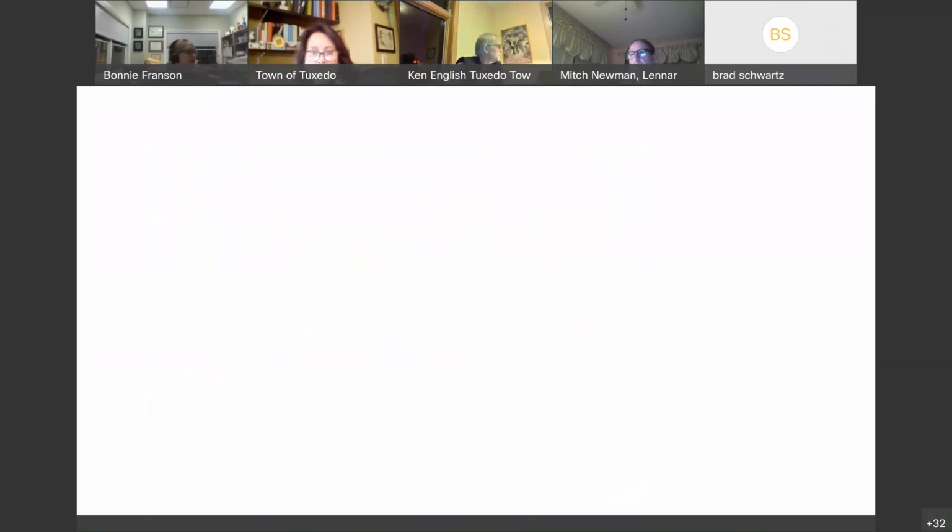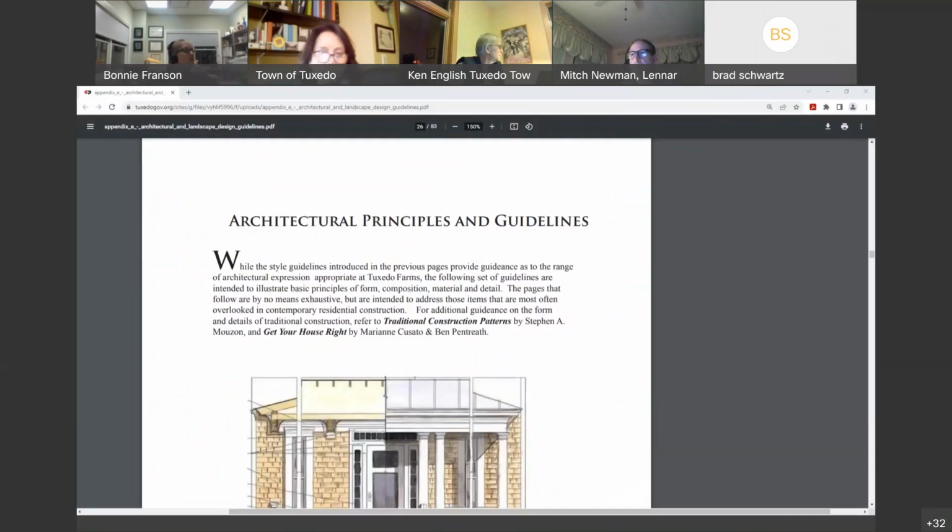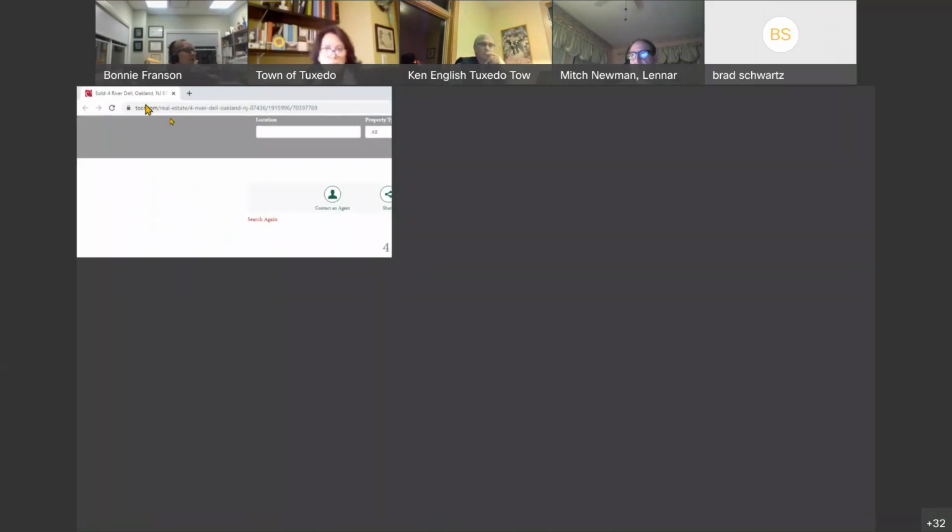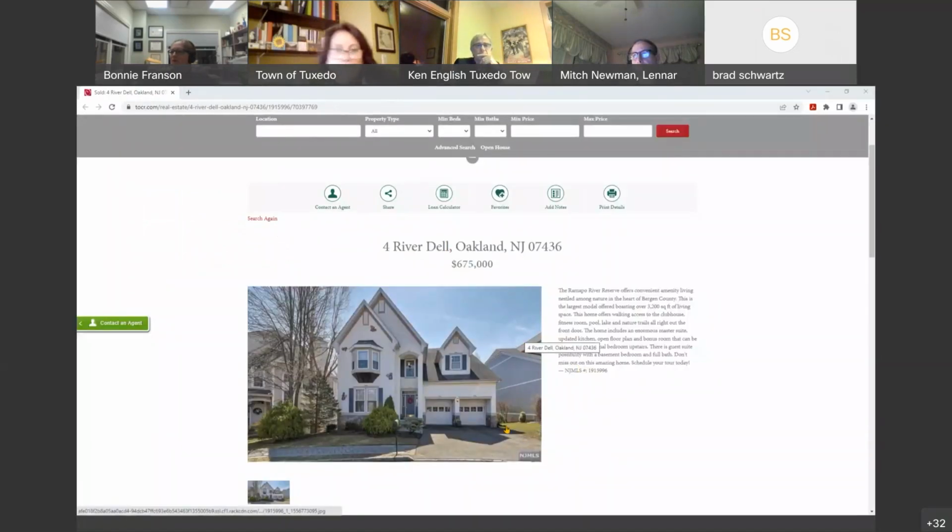All right, so this is the English country style. And if you go to Ramapo Reserve in Oakland, it popped up. Oh, there it is. This is I think what they're trying, this is the aesthetic. I think this would be comparable to an English country style, you know, Cotswold look.